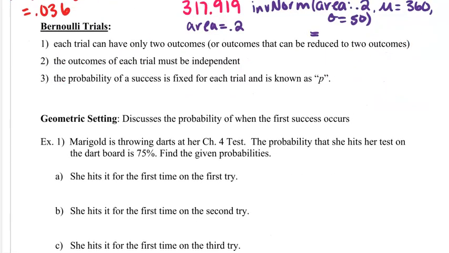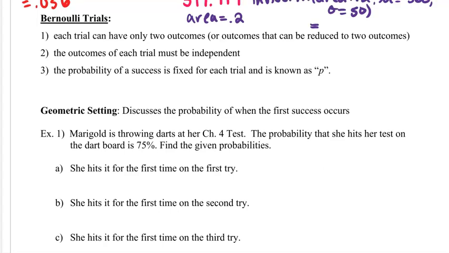So this is where we get into some of the really crazy probability stuff. Bernoulli trials. Every single trial can only have 2 outcomes, or our outcomes can be reduced to 2 outcomes. Usually one is going to be a success and one is going to be a fail.